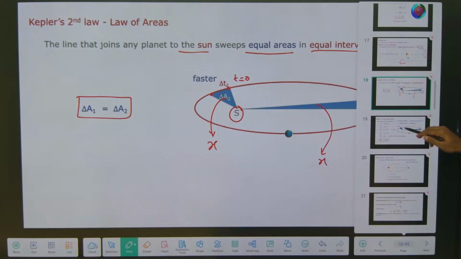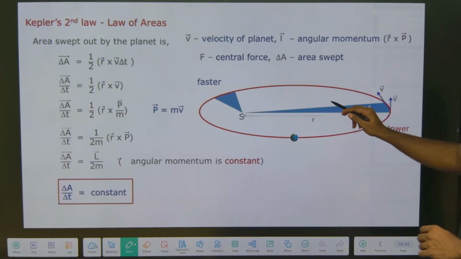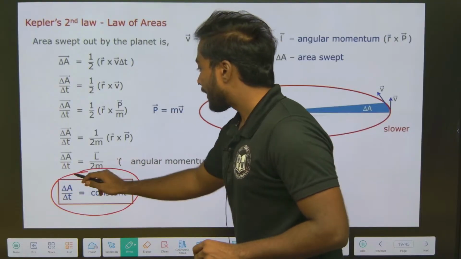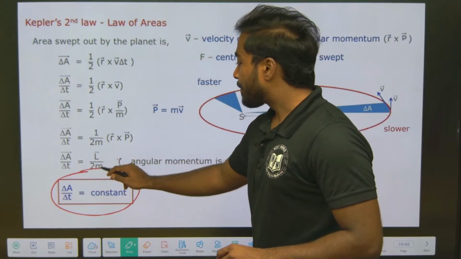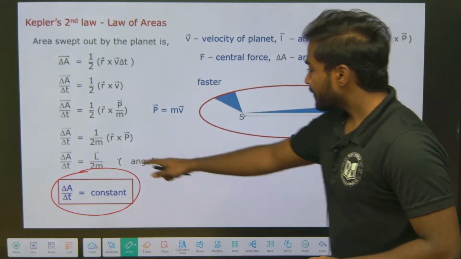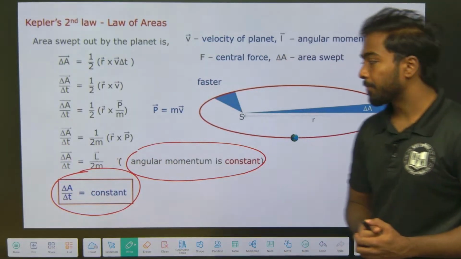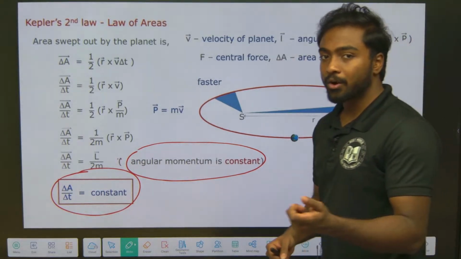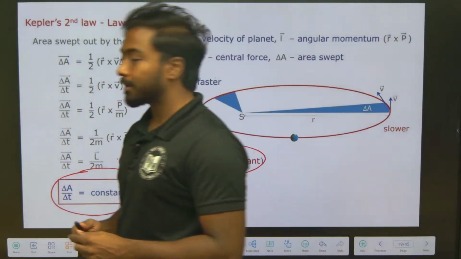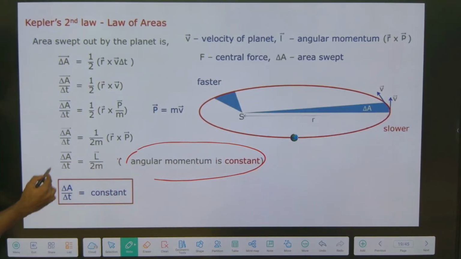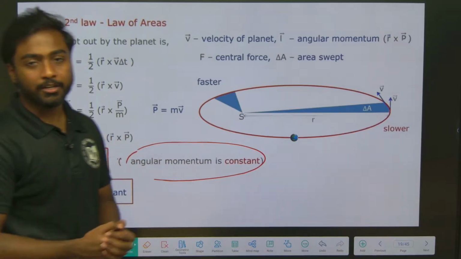In this, the important formula is delta A by T equals a constant, or else we can say delta A by T equals L by 2m, where L is the angular momentum. So angular momentum will always be constant when we talk about the law of areas. So delta A by T equals L by 2m, where m is the mass of the object.